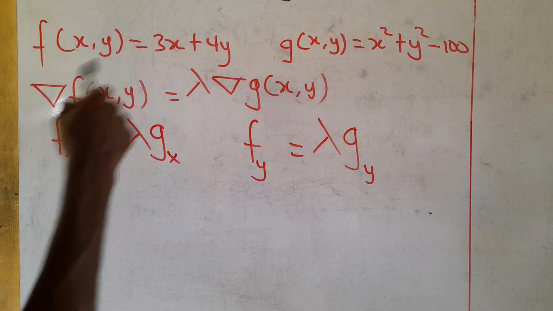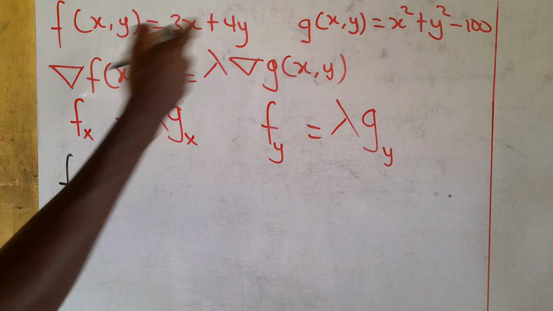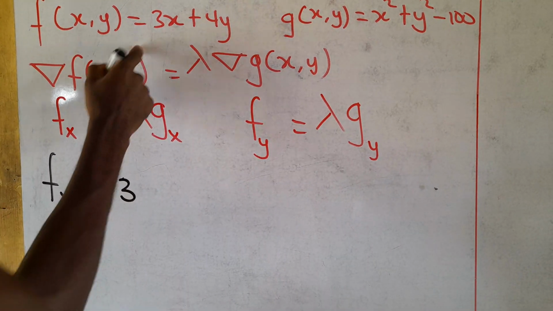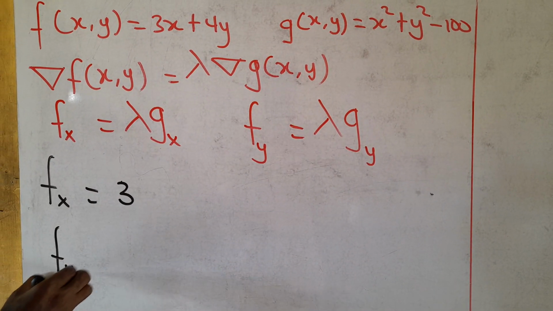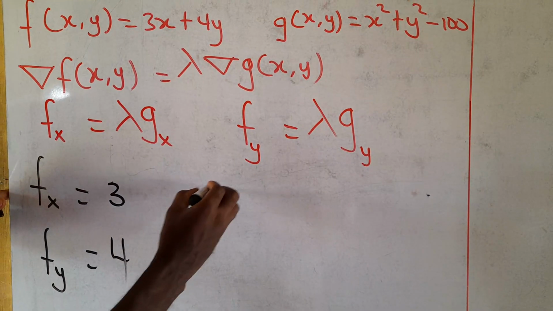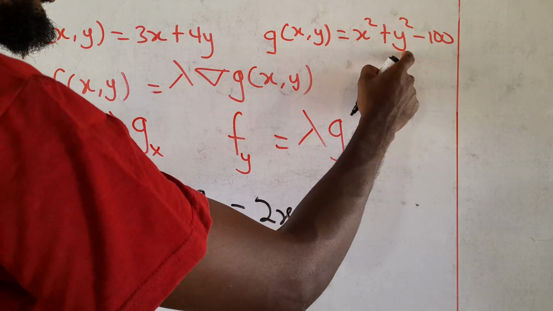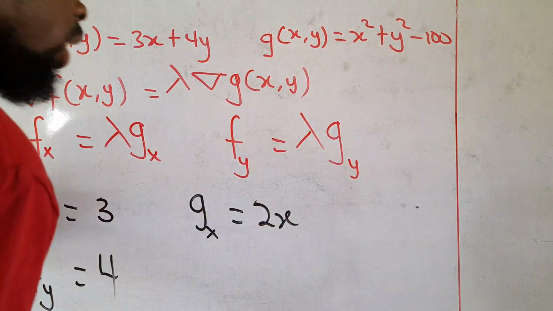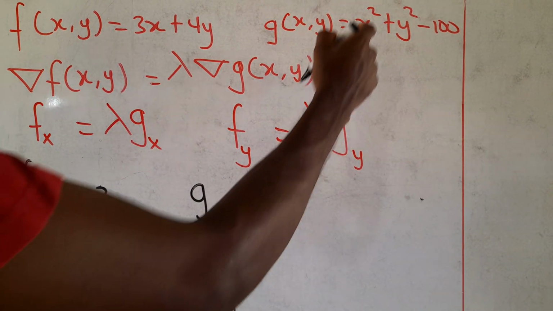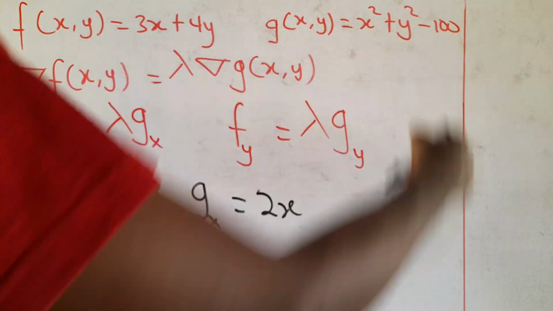So, our function f, the partial differentiation of that function with respect to x, remember y will be kept constant, will be 3. And the partial differentiation of this function with respect to y will be equal to 4. And the partial differentiation of g with respect to x will be equal to 2x. Remember, this is constant, so 0. This is constant, 0. And the partial differentiation of the function g with respect to y will be equal to, this will be 0, then we have 2y. Since this is constant, it's also 0.